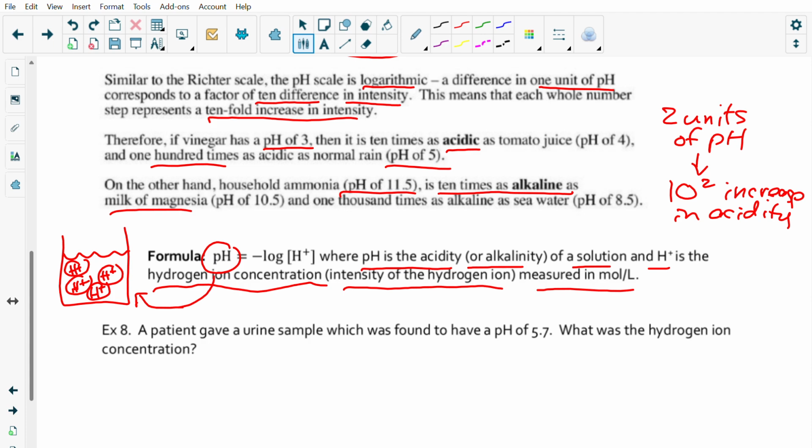Okay, let's do a couple examples. Example 8.